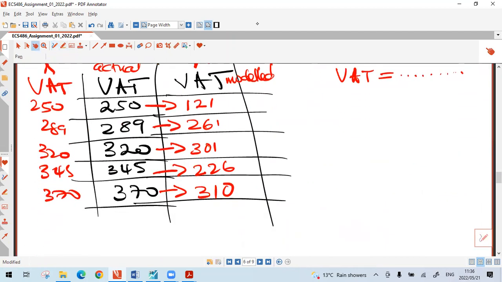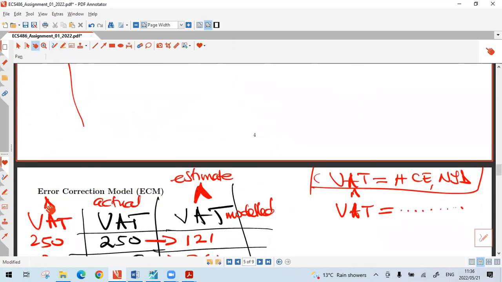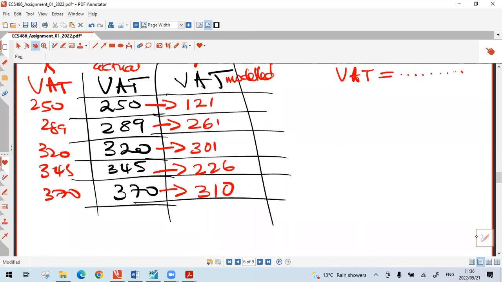Okay, so I don't want this part, because we know we are not going to come up with a perfect model. So forget about this part. This is what we are having modeled. So there are some differences.